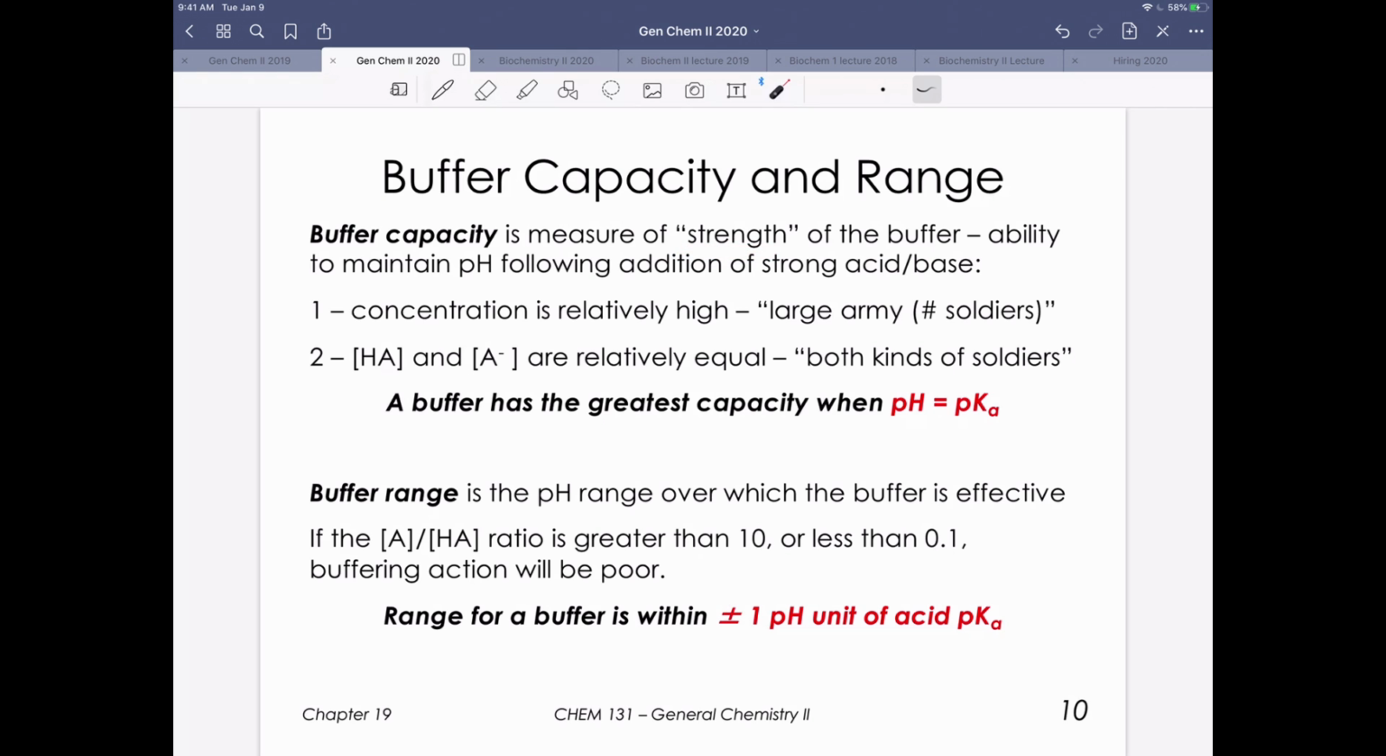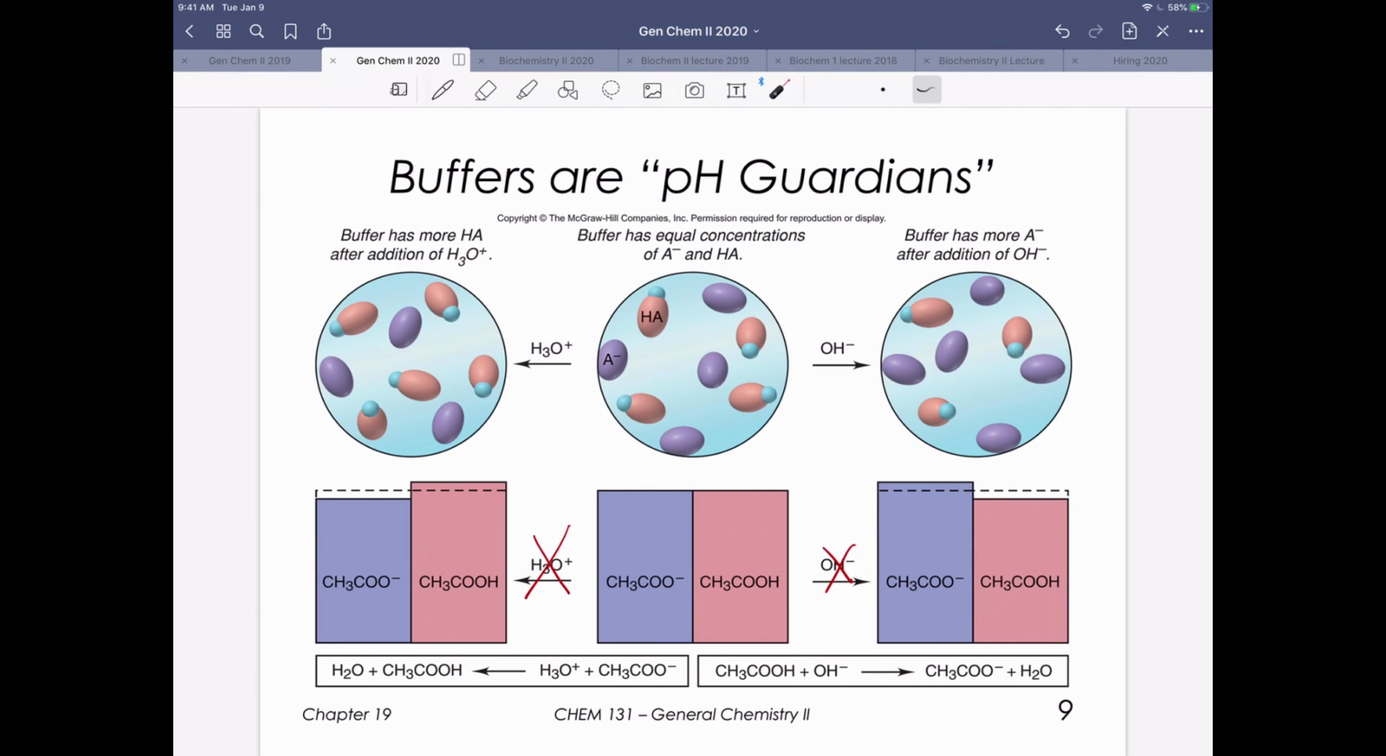And again, that's the ability to maintain pH or maintain minimal pH changes if we've added strong acid or base to solution. And as I mentioned, to have this be effective, we want to have relatively high concentrations. So we want to have large armies. So we want to have the number of soldiers being high. And we want to have relatively equal amounts of both kinds of our armies. We want to have both kinds of soldiers. So again, we want to have relatively large and equal amounts of both of these guys.